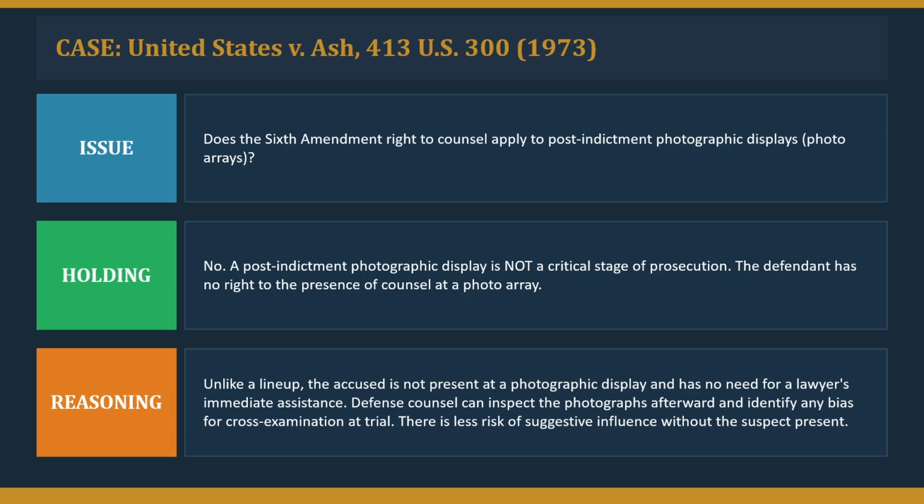Some scholars have noted that the Ash decision may have had a practical consequence the court did not intend. Because photo arrays do not require the presence of defense counsel, some commentators argue that police have increasingly preferred photographic identifications over physical lineups, specifically to avoid a defendant's right to counsel.